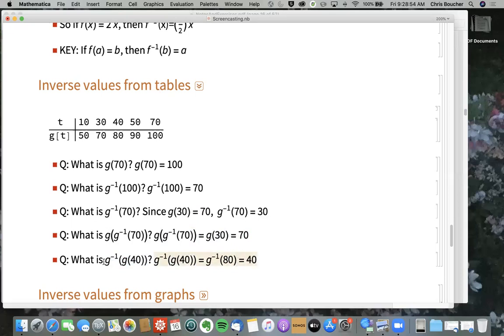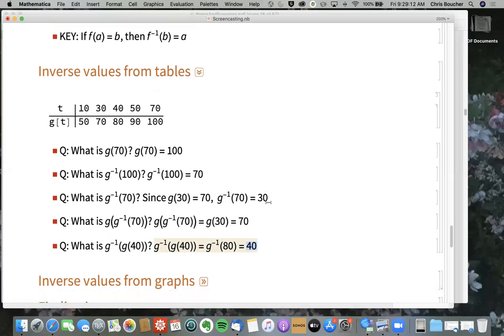And again, we see this phenomenon where when you compose inverses, they undo one another and you just get back what you started with, right? G of G inverse of 70 in the previous example is equal to 70, and G inverse of G of 40 is equal to 40. And again, that's not an accident.